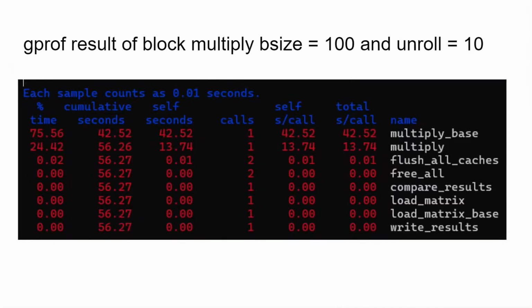And here we can see the profiling of the result, the block multiply, B size of 100 and unroll of 10. And here you see multiply base is still 42.5 seconds, but for multiply it improved to 13.74 seconds. So now it's about 4 times or 3 times faster. And you can see here multiply base takes up 75.56% of the runtime, but multiply only takes up 24.42% of the runtime. So it's a lot faster now.